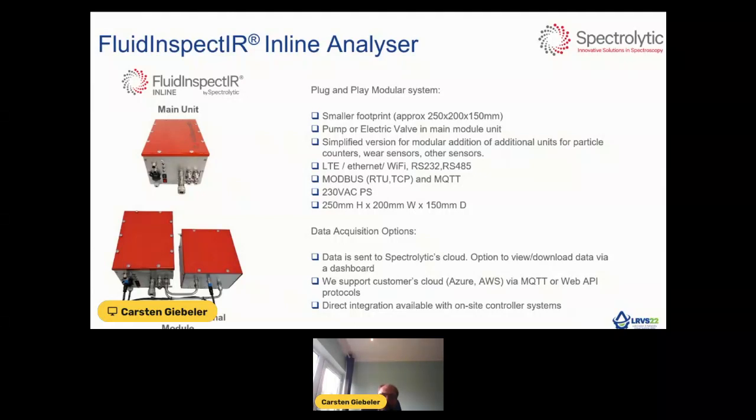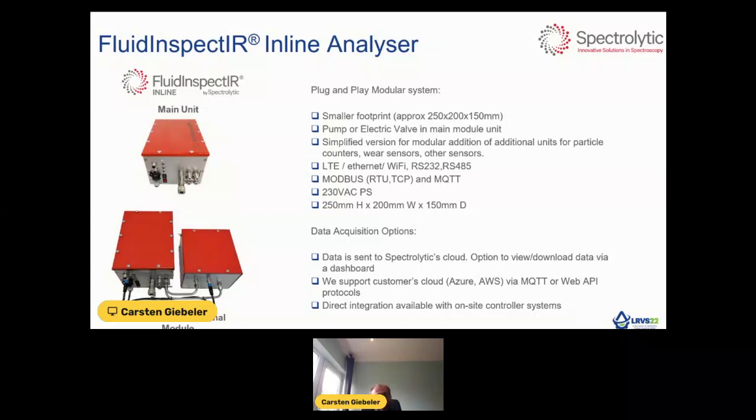The data gets sent initially, at least, via LTE to our cloud. This is just to avoid any interference with the company's IT systems, so that we don't need any access to it. It's completely decoupled. The data gets sent to our cloud, and we make the data available to the customer in whatever format they want it. We also have the options of Modbus and other interfaces, so that later on the data can be directly integrated into a customer's on-site control system if this is what's required.